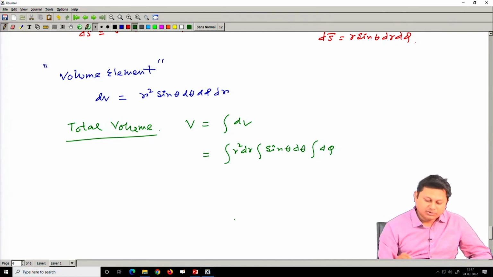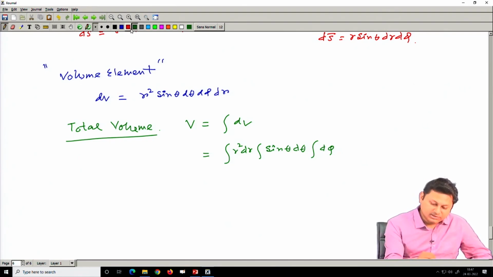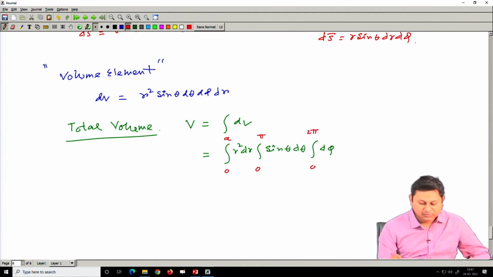Now if I want to find out the total volume for a sphere, I know the limits also. A sphere has some radius, so the integration should be from 0 to the radius a. Theta, I know the range of theta, right? It is 0 to pi, and the range of phi is 0 to 2 pi. If you calculate that, you will get some value. So please try to find out what value you are getting. It should be the usual 4 by 3 pi r cube, and you should get it from this expression itself.